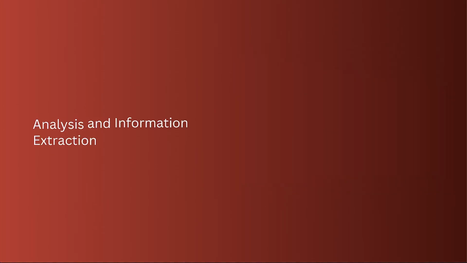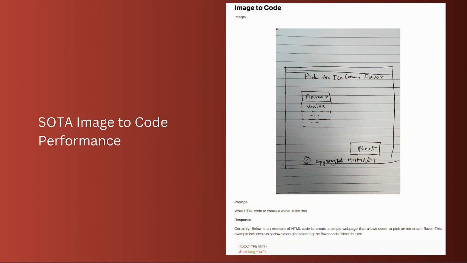Pixtral 12B stands out with SOTA performance in image-to-code tasks. It can easily analyze visual elements and generate corresponding code, a valuable capability in fields like software development, design automation, and even machine learning. By understanding visual patterns and translating them into functional code, Pixtral 12B offers powerful assistance in automating tasks that traditionally required manual input.